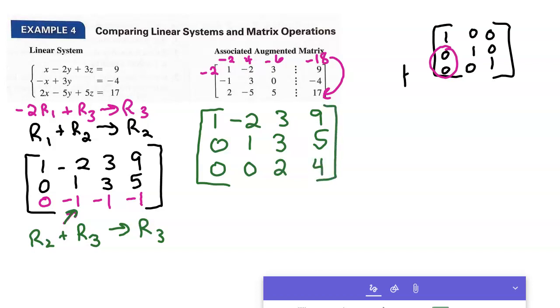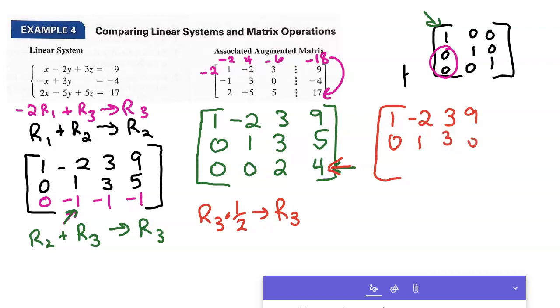All right, and we want a diagonal of 1s. So 1, 1, we need a 1 here. If we look at this third row, all we have to do is divide it by 2. So we're going to take R3 times a half, and we'll get a new row 3. So now my matrix looks like this. Everything else stays the same.